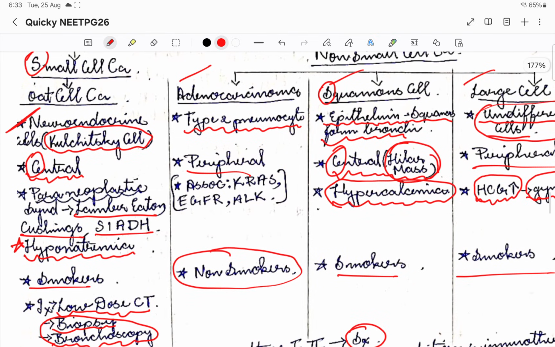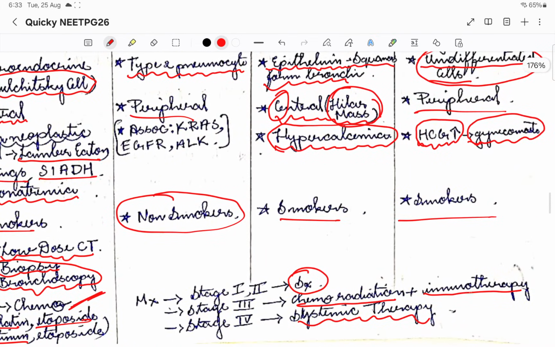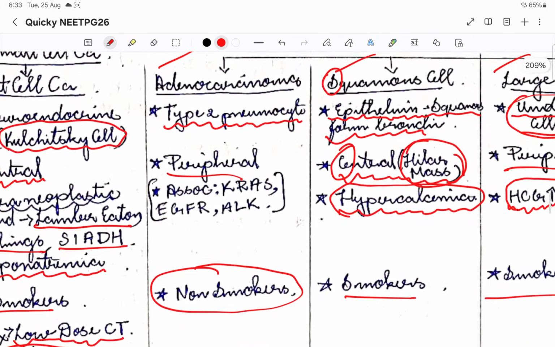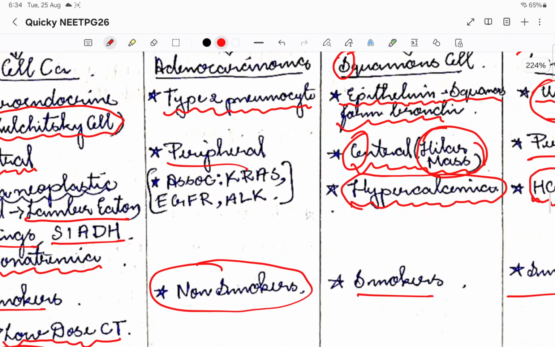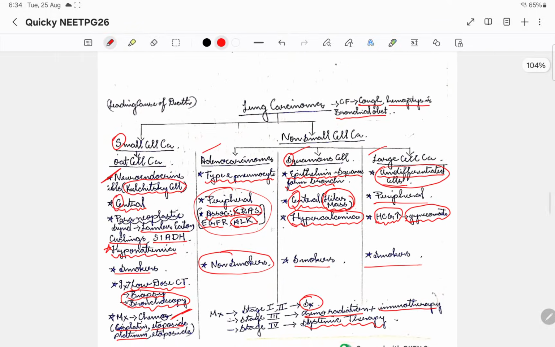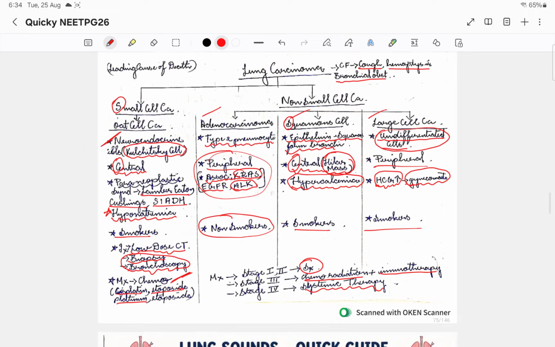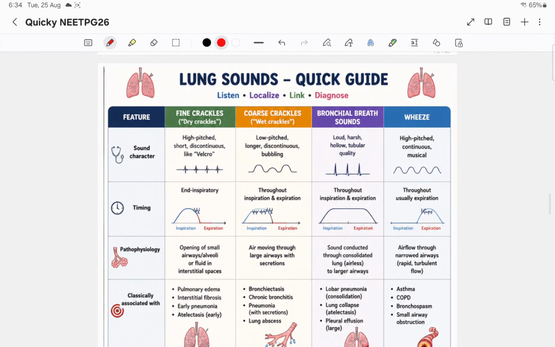Also, one extra edge point: remember the immunotherapy and targeted therapy that we can do for certain cancers. It is adenocarcinoma, because it is associated with KRAS, EGFR and ALK. That is why we can target these and do immunotherapy. So this is the complete management and classification of lung carcinoma. Please go through this.